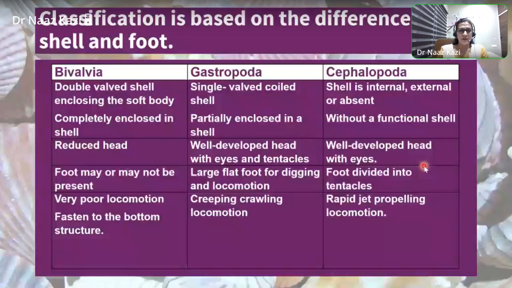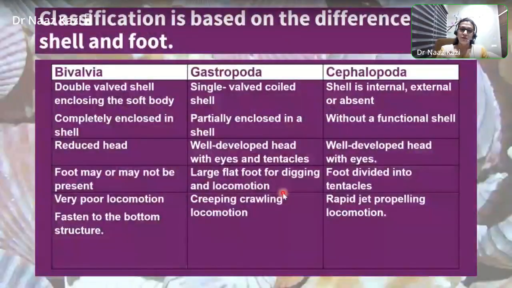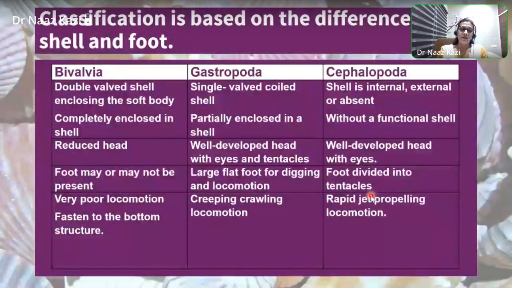Foot, in the case of bivalvia, may or may not be present. But in the gastropoda, they have a large flat foot, which is used for digging and for moving, for locomotion. In the cephalopoda, this foot is divided into tentacles. Now, the locomotion in the bivalvia is very poor. They do not move, very little movement. There is one species of bivalvia which just remains fastened to the bottom structure, and its survival basically depends on that.